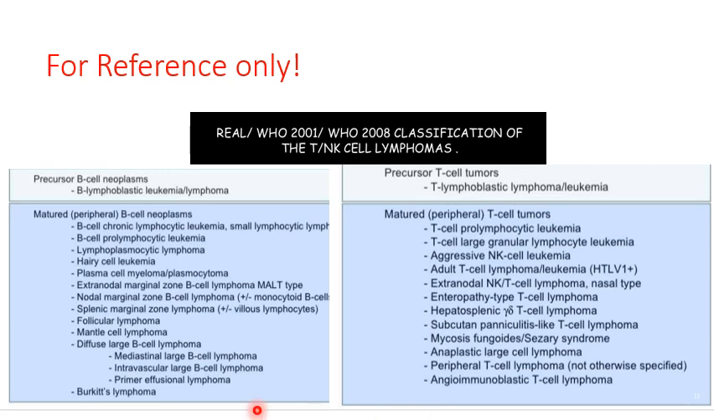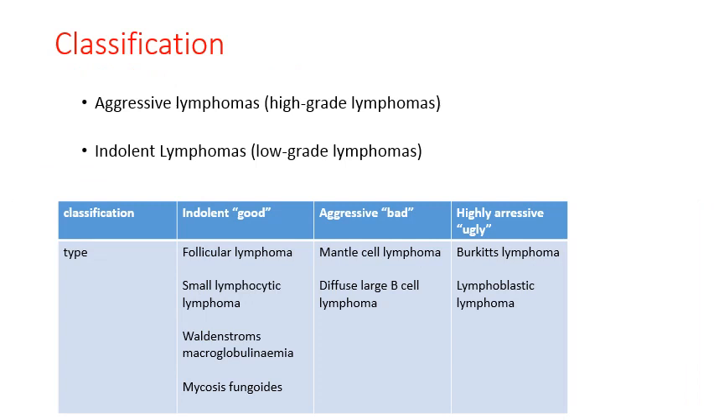This is another slide just to see the number of diseases in the group of non-Hodgkin's lymphomas. This is just for reference only. Please don't read and remember all these diseases. So the basic classification is aggressive lymphomas and indolent lymphomas. So aggressive are called high grade and indolent are called low grade.